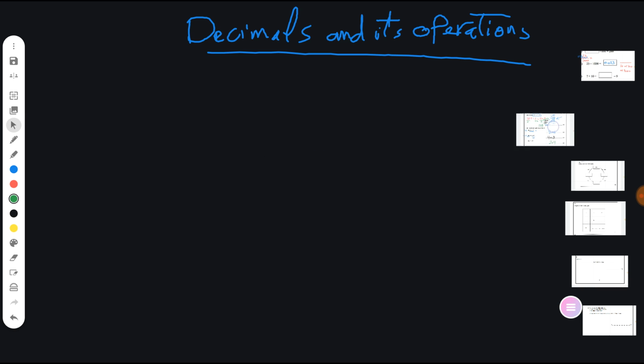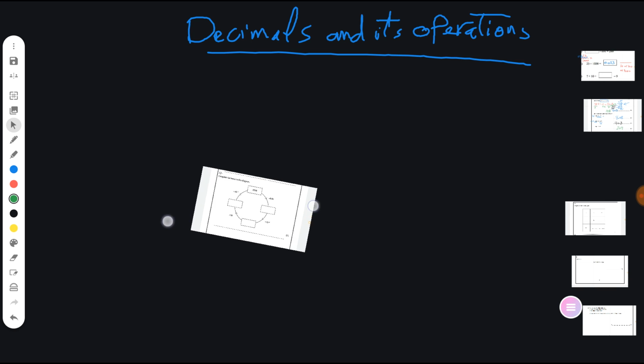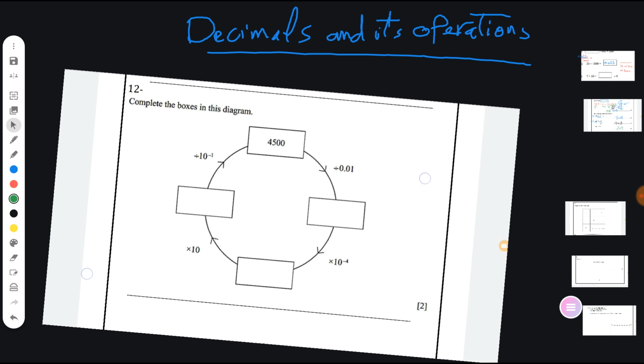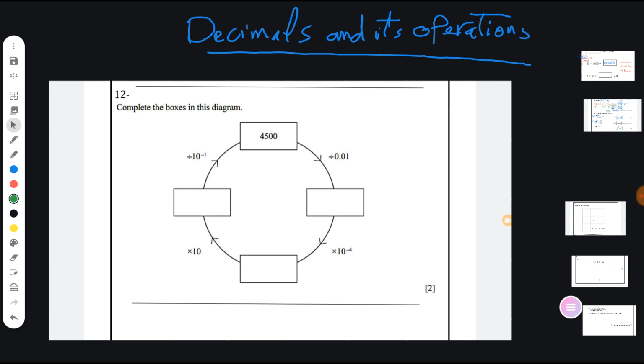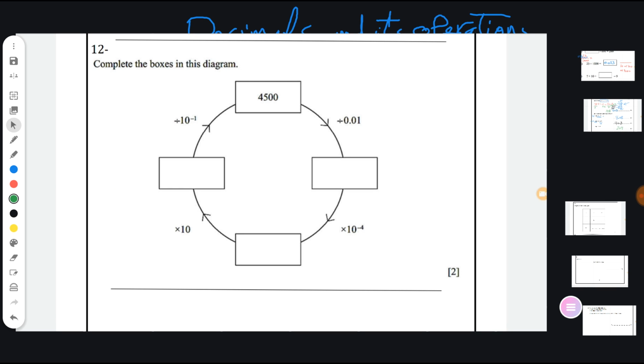This last question is a common question, so take care about it. You'll find it many times in the past papers. This is a circle. He wants to examine you: do you know how to divide and multiply decimals? The best way to solve a question like this is to write it as a fraction. How? I will start from the known number, and I will follow the arrow.